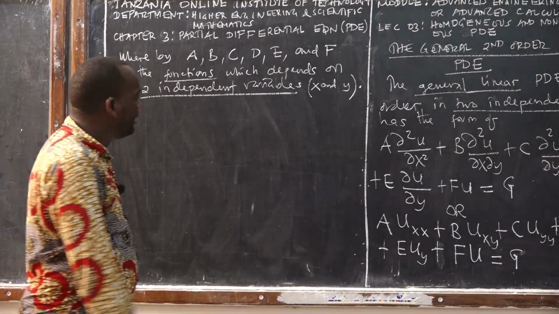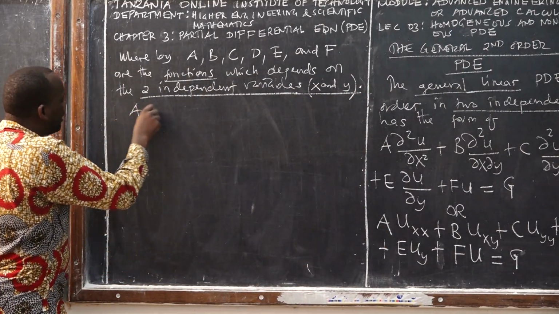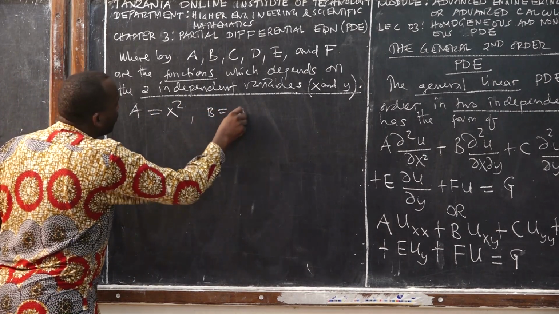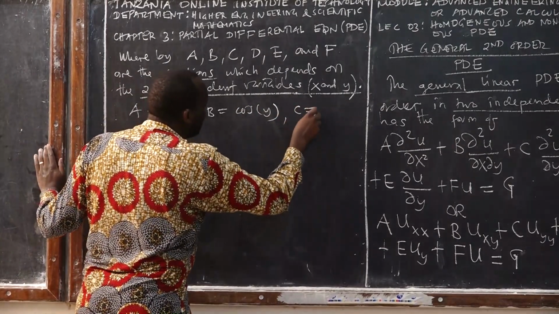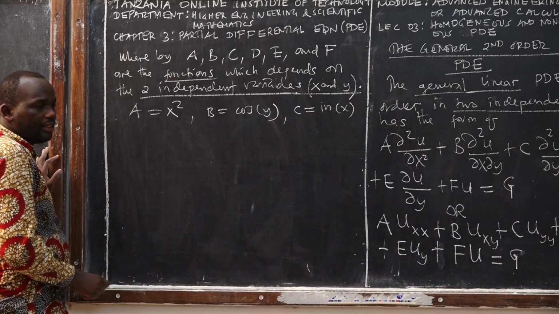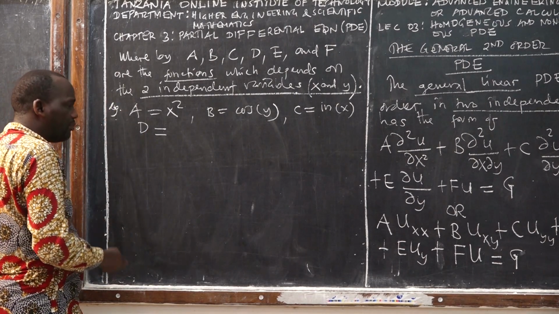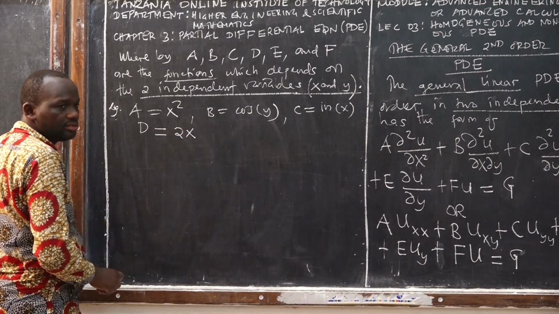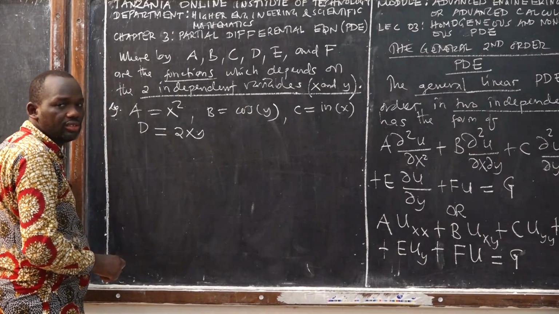Sasa kwa hizi ni function, manake inamaanisha nini? Kwa mfano, for example, A it can be, let's say, X squared. B it can be, let's say, cos of Y. Si unanielewa nachosema? C it can be, let's say, ln of X. Okay? D it can be 2x. Then even sometimes 2xy. Naweza kukuta hivyo.